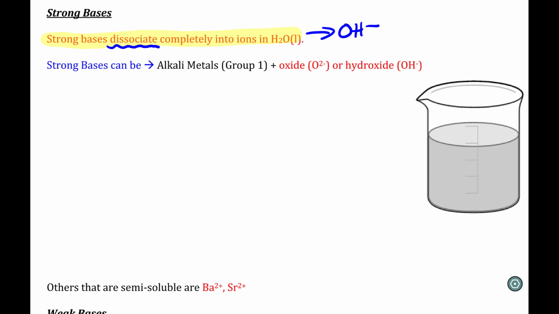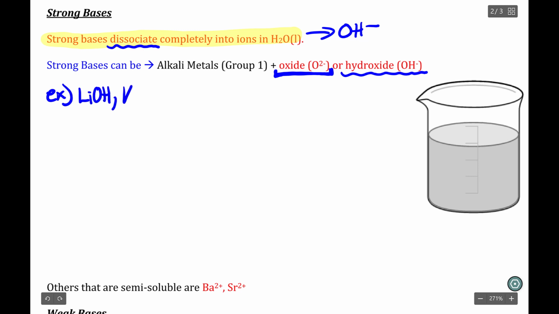Now here I have a list of what it is. So strong bases can be an alkali metal, group 1 metal, with oxide or hydroxide. Now the oxide is probably a little bit beyond the scope of our course. I am going to explain it on the next page, but it's not going to be my focus right now. The one that you really have to know is the hydroxides. So to make this crystal clear, the examples of strong bases really are things like lithium hydroxide, potassium hydroxide, and sodium hydroxide. These are the ones that you will continuously see throughout chemistry a lot of.